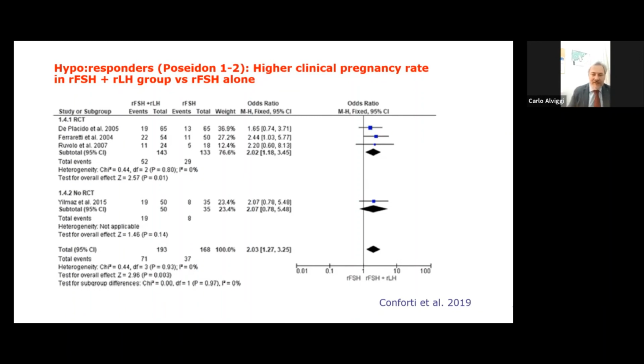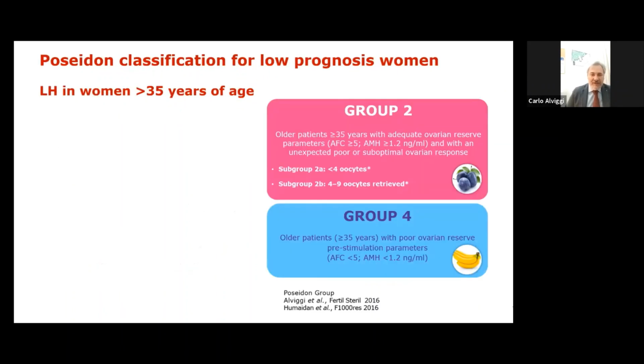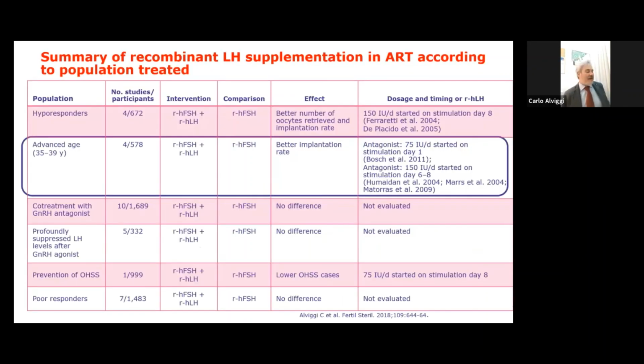Next slide. But let me tell you about the use of recombinant LH in Poseidon groups 2 and 4, meaning patients above 35 years of age. Let me show you something that in my opinion is incredible. It's very nice and it's very informative. Next slide. If you only analyze, next slide, next, thank you.